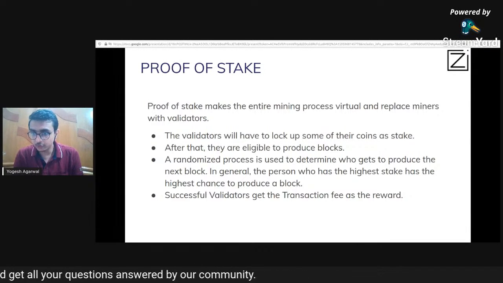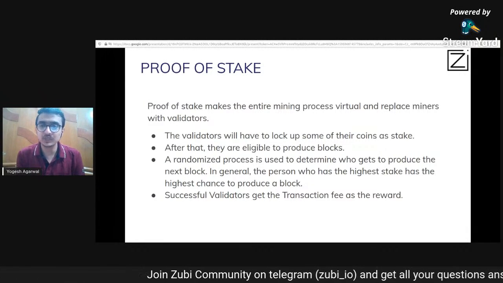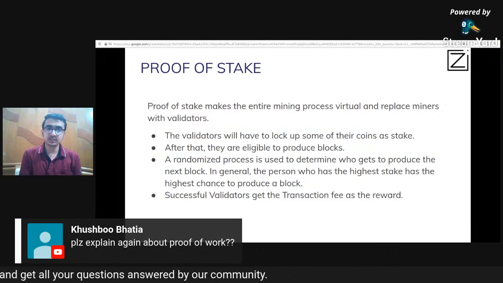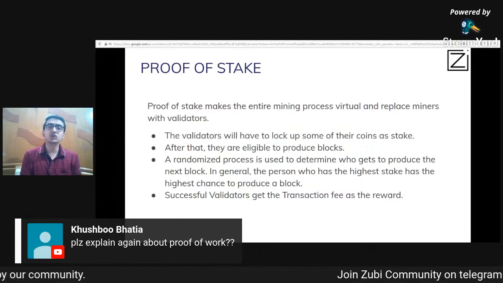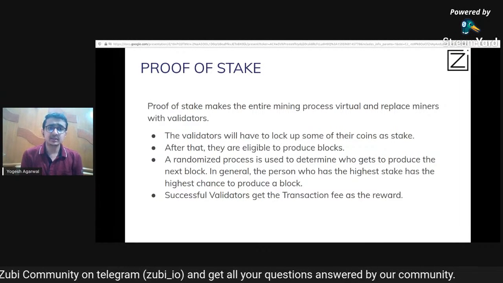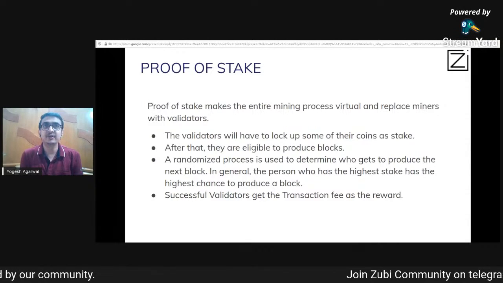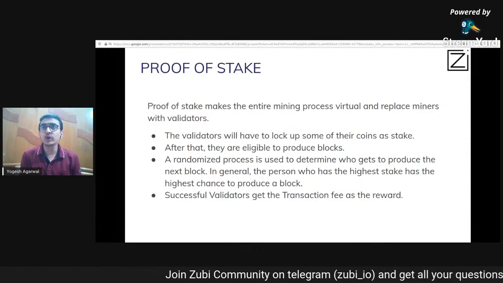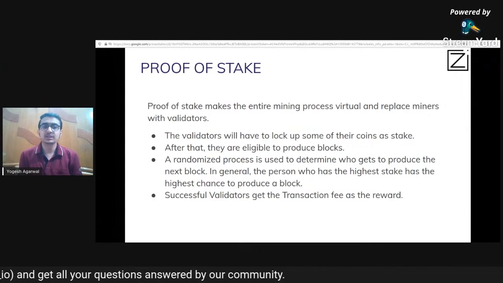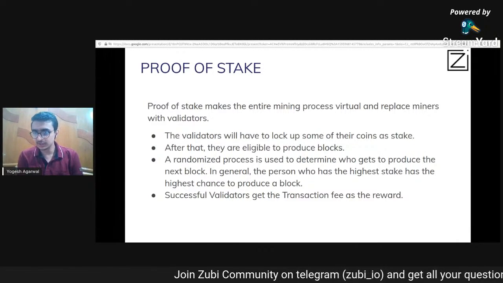Please explain again about proof of work. Okay, Khushbu. In proof of work, if you need to add any block to the blockchain, anyone who is doing that has to solve a puzzle, and that puzzle requires huge computation power. As the name suggests, proof of work, the miners have to show that they have worked, they have given some computation power for it, and whoever solves that puzzle first gets the chance to commit the block, and in return they get some profit, maybe a Bitcoin or something else. So in simple terms you can understand it like this.